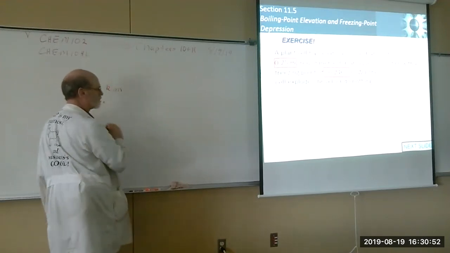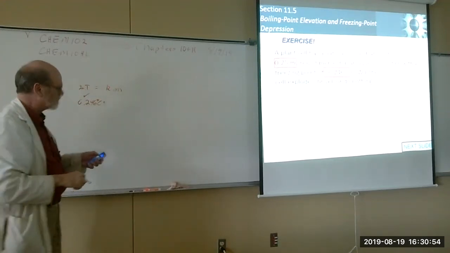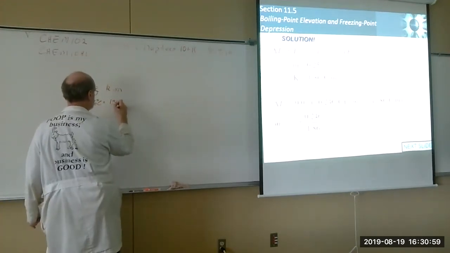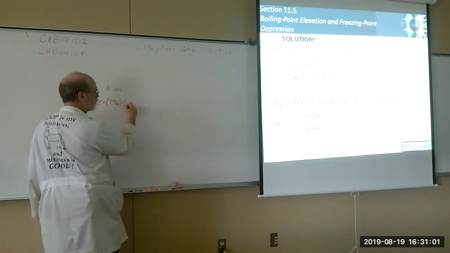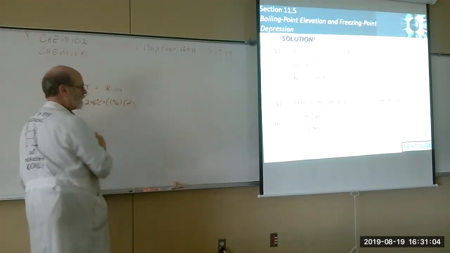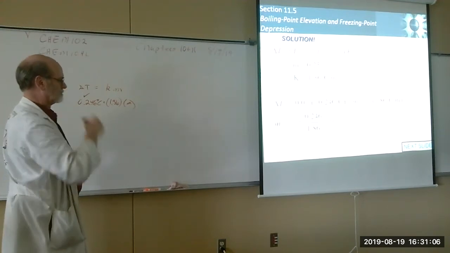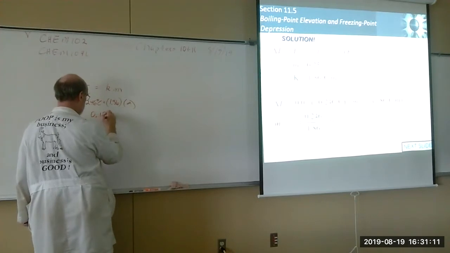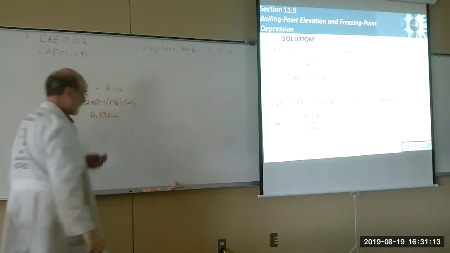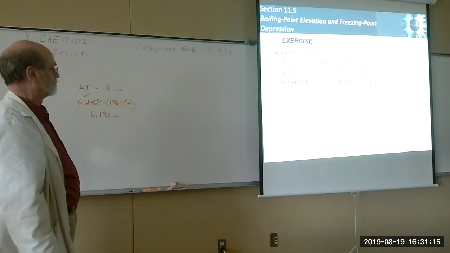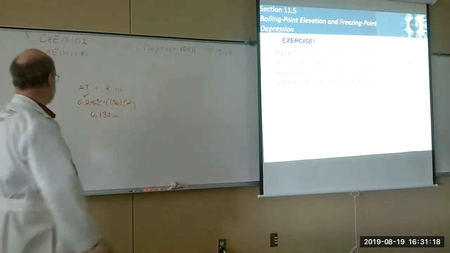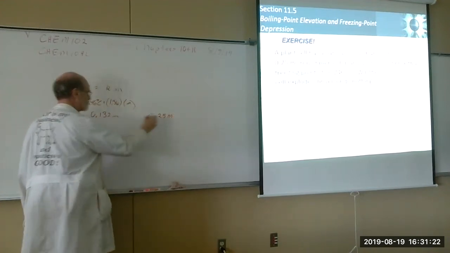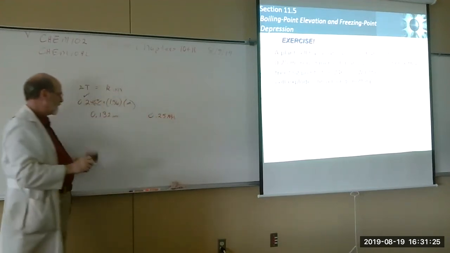And then for water, we have to be given that value. Water, 1.86 is that K value, and then molality. So we solve for molality, and it turns out the molality of the solution outside the cell is 0.132. What was it inside the cell? 0.25. 0.25 molal inside the cell, and this outside the cell.